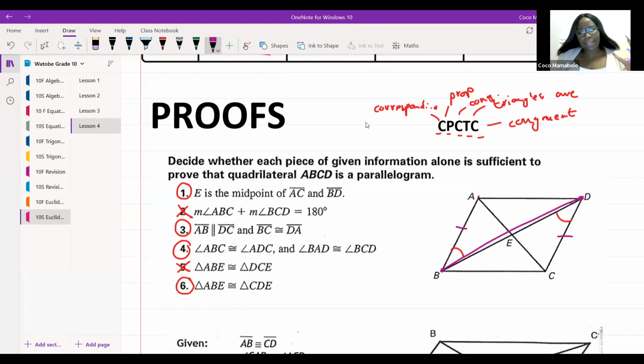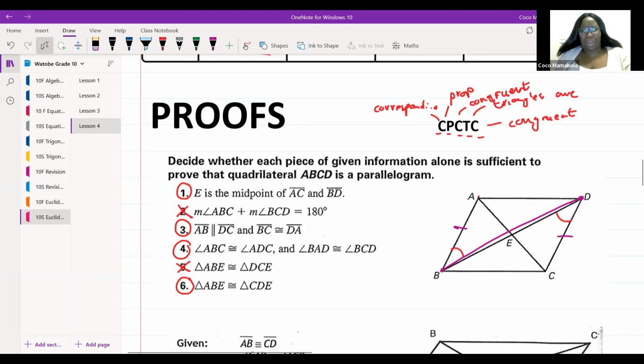Is it SSS? Is it AAS? Which one was it? I've got a side, I've got an angle, I've got a side. It can't be SSS, Rita. Look, I'm using an angle. Good. I used SAS. You can see it. SAS.